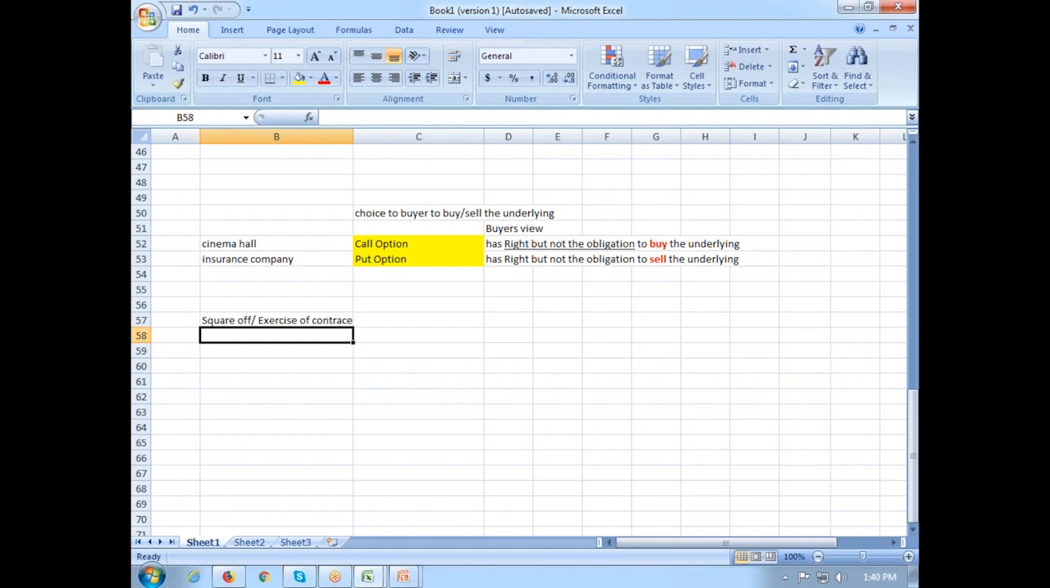Now, let me define put option. It's a right, but not the obligation, to sell a contract. It's easier to understand call option than put option. Call option is easier to understand. Put option is a little tougher. So, pay attention to this.